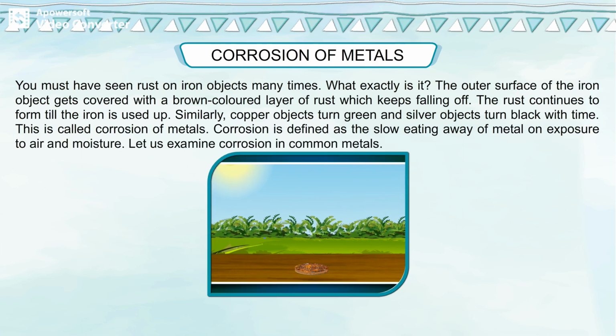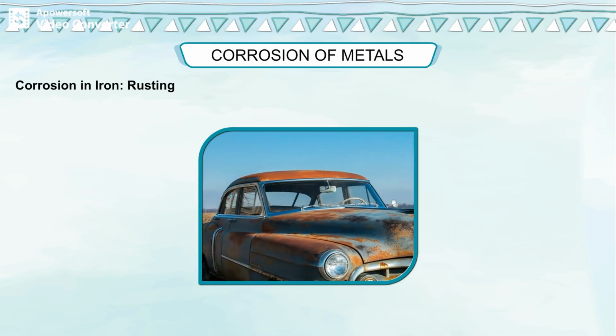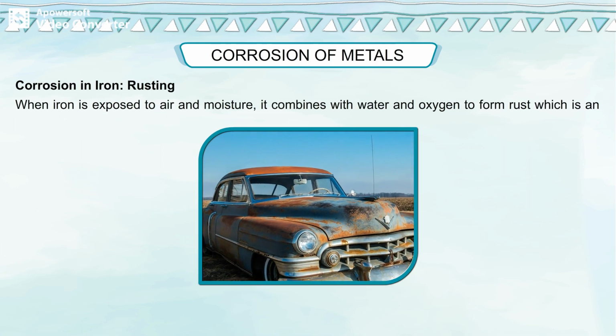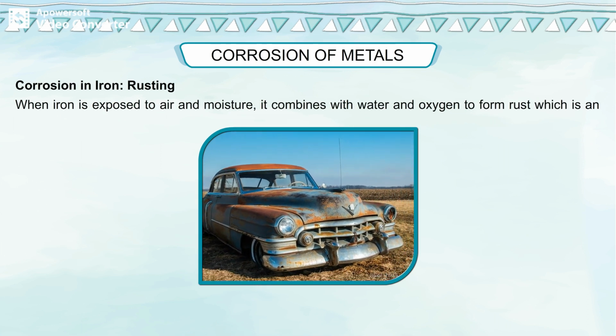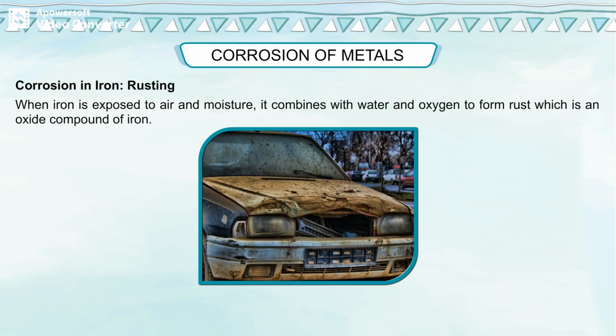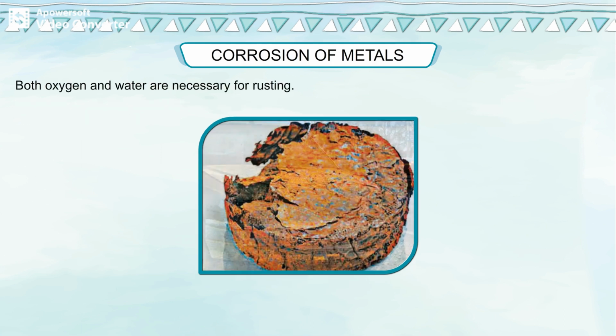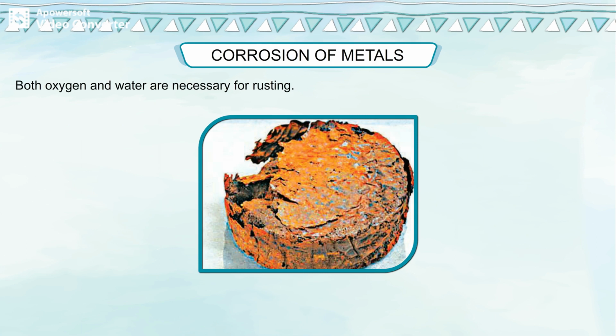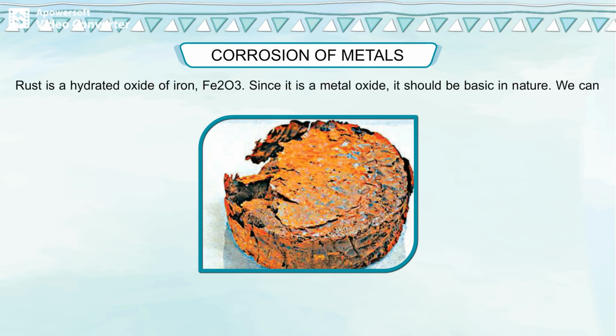Let us examine corrosion in common metals. Corrosion in iron, rusting. When iron is exposed to air and moisture, it combines with water and oxygen to form rust, which is an oxide compound of iron. Both oxygen and water are necessary for rusting. Rust is a hydrated oxide of iron, Fe2O3. Since it is a metal oxide, it should be basic in nature. We can check the nature of rust by the following activity.